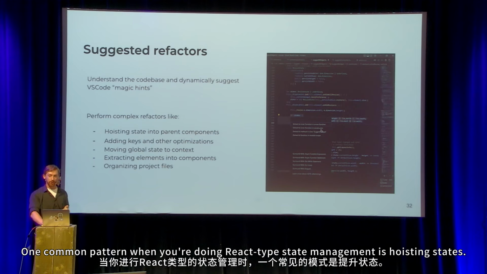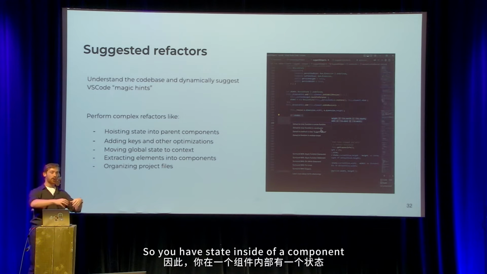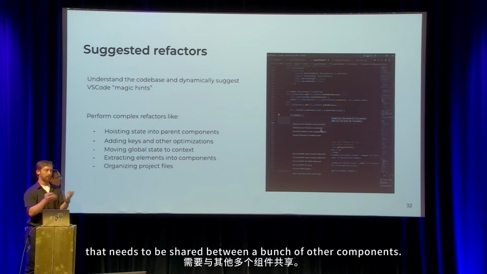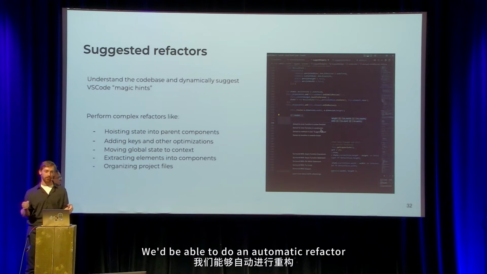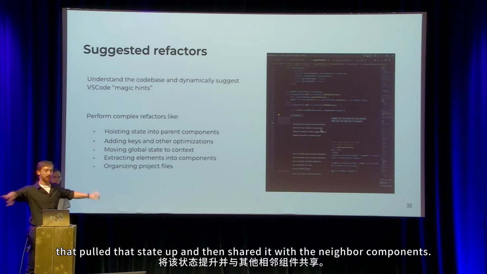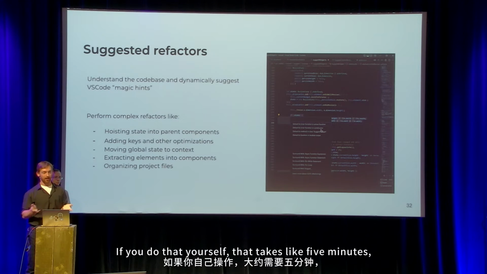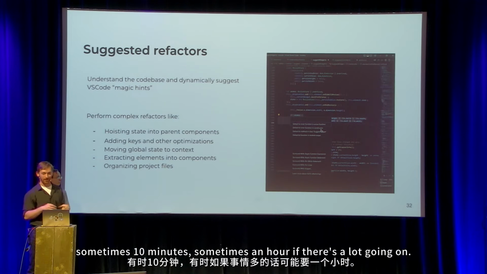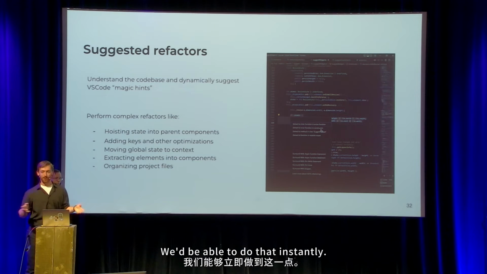And there's a ton of other stuff, especially relevant to Dioxus. One common pattern when you're doing React-type state management is hoisting state. So you have state inside of a component that needs to be shared between a bunch of other components. We'd be able to do an automatic refactor that pulled that state up and then shared it with the neighbor components. If you do that yourself, that takes like 5 minutes, sometimes 10 minutes, sometimes an hour if there's a lot going on. We'd be able to do that instantly.